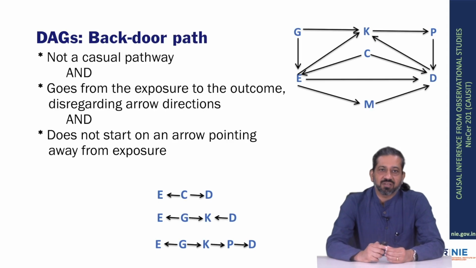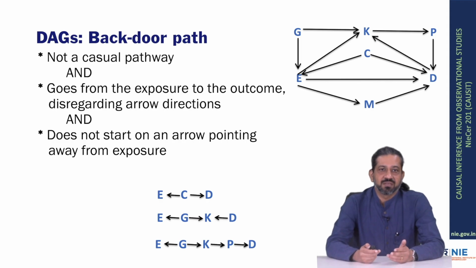Another terminology, or kind of path, that we need to remember is what is called a backdoor path. Now, what constitutes a backdoor path? A backdoor path has to follow these three conditions. Number one, it is not a causal path. Number two, it goes from the exposure to the outcome, disregarding the direction of the arrow. And finally, and very importantly, this path does not start on an arrow pointing away from the exposure.